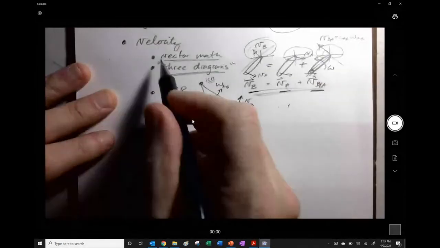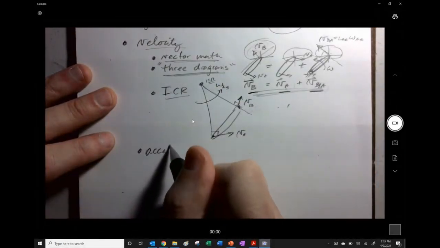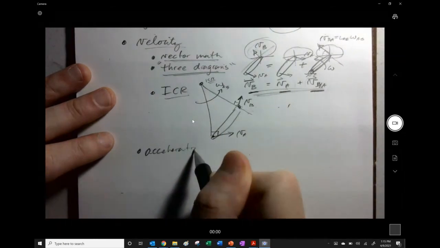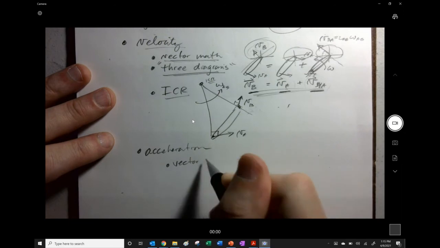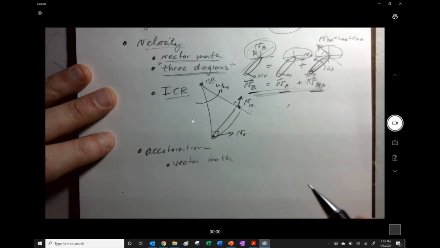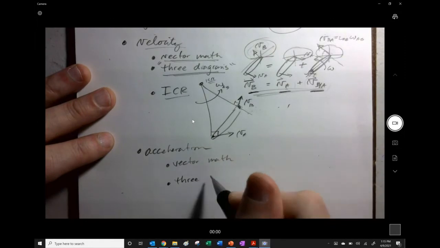But there's no corollary to that when we do acceleration. For acceleration, we want to be able to use vector math. We also want to be able to use the 3 diagrams.